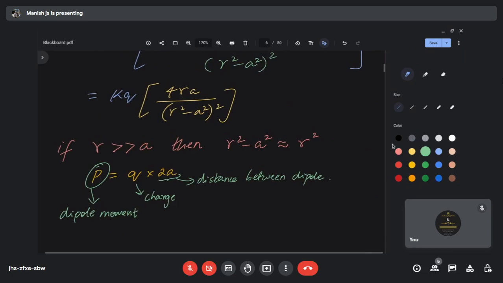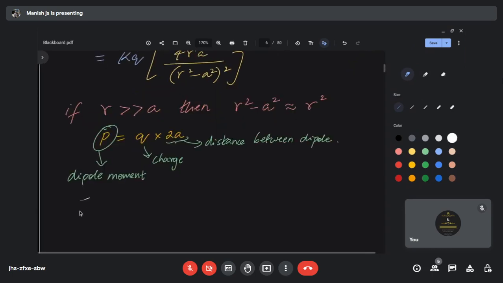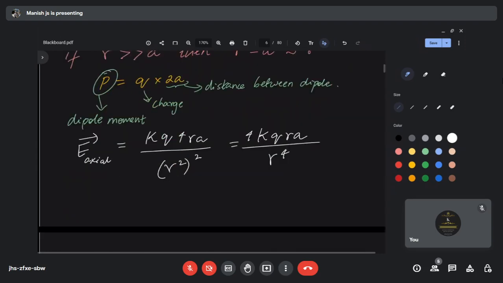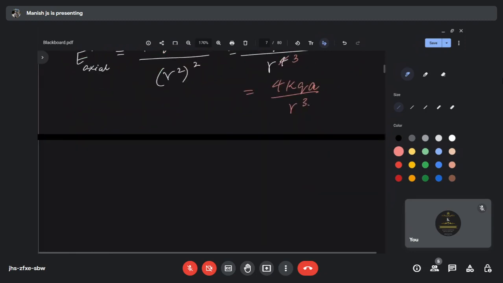So we go and substitute these values. So if I substitute all these values there, what do I get? So I finally get E axial, electric field due to the axial point, is equal to K times KQ, 4RA we have. At the bottom you have R square minus A square, which is just R square. So R square whole to the power 2. So what do you get? 4KQRA upon R to the power 4. So what can we cancel? You can cancel one R on the top. If you cancel one R at the bottom, you will get R to the power 3. So 4KQA upon R cube.